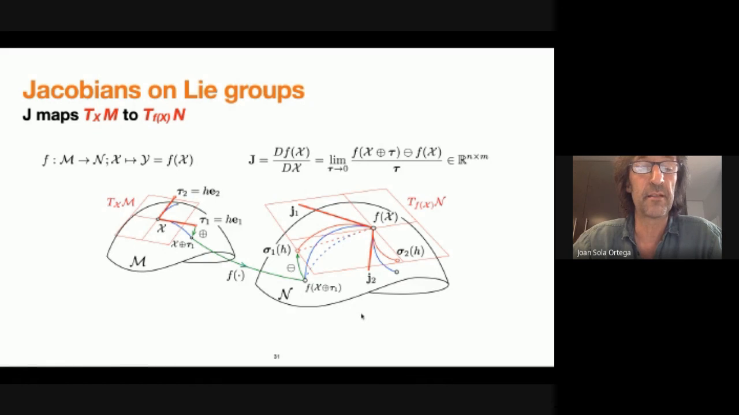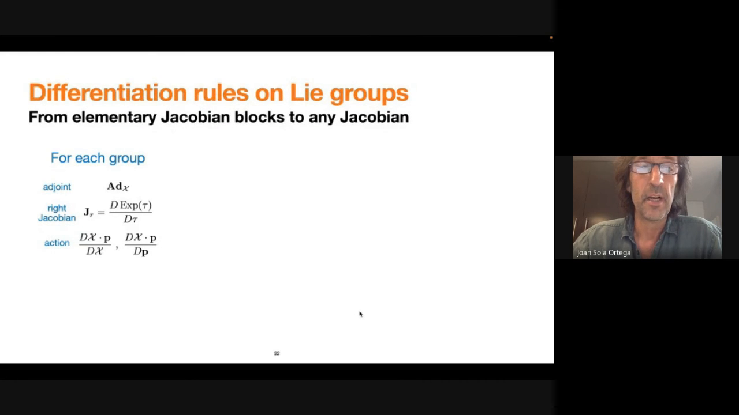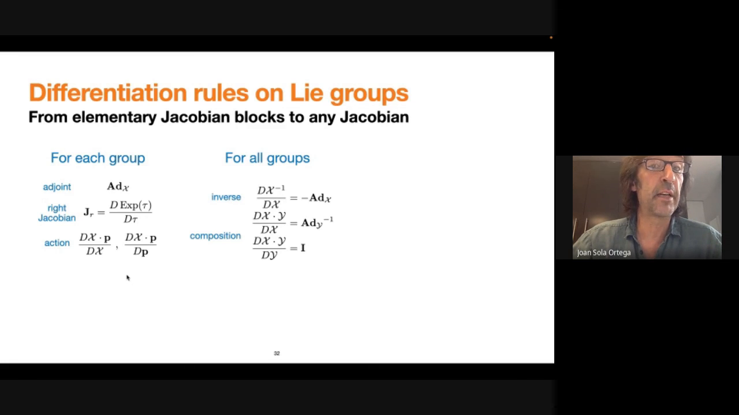I will skip this part. Some intuitions graphically. So, differentiation rules. For each group, we can compute the adjoint, the Jacobian of the exponential function, or the Jacobians of the action. We can find closed forms for every group. Then we have a nice set of properties for all groups. For example, the Jacobian of the inverse is always minus the adjoint, and this happens for all groups. And we have a number of properties that belong to all groups.